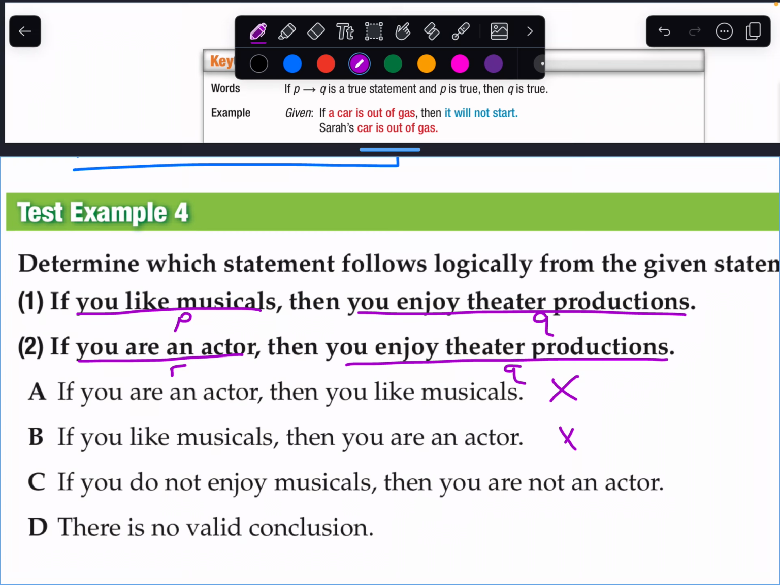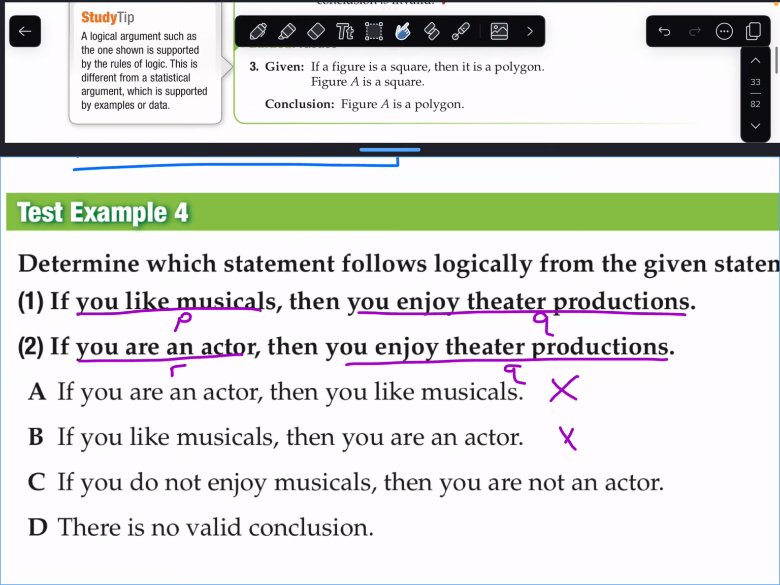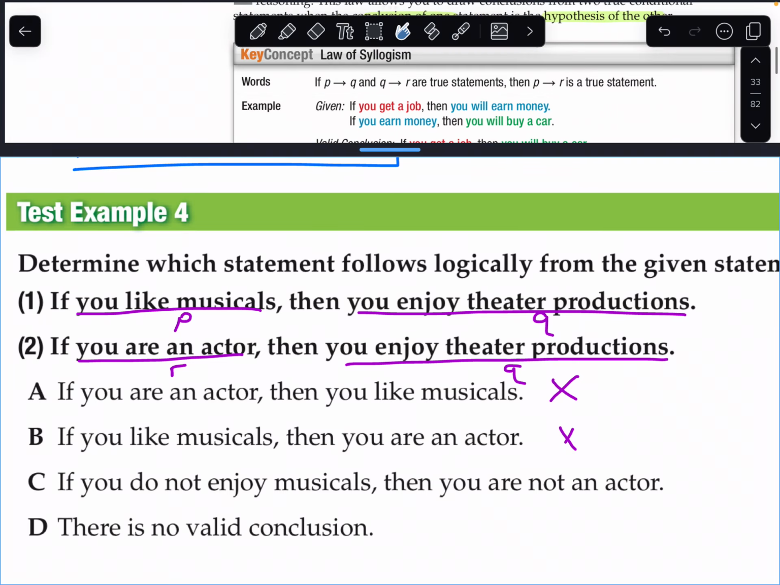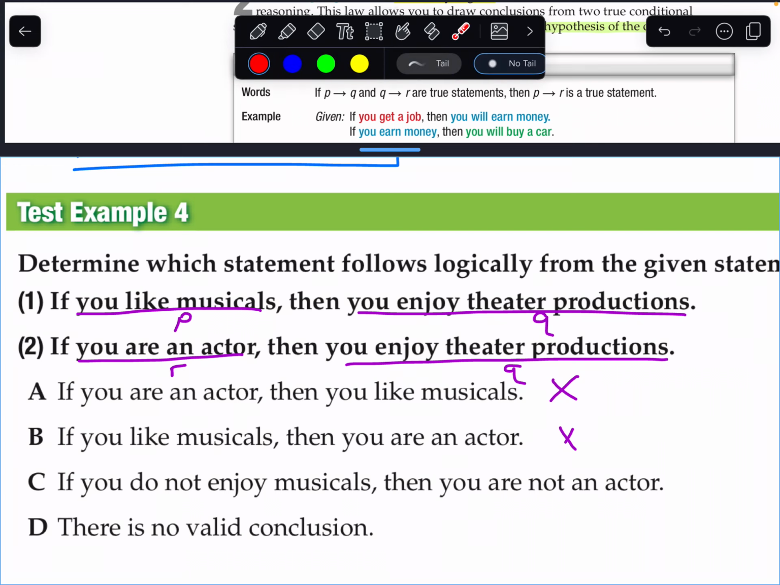I've left the laws up here at the top for reference. The law of syllogism here: notice we need one conclusion to be the hypothesis of the other, or the hypothesis of one to be the conclusion of the other. Not repeat the conclusion twice. This, I don't know if we're going to get anything out of here.